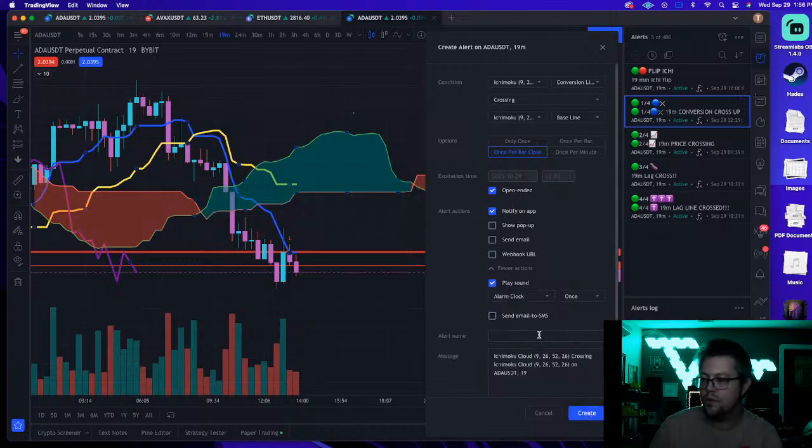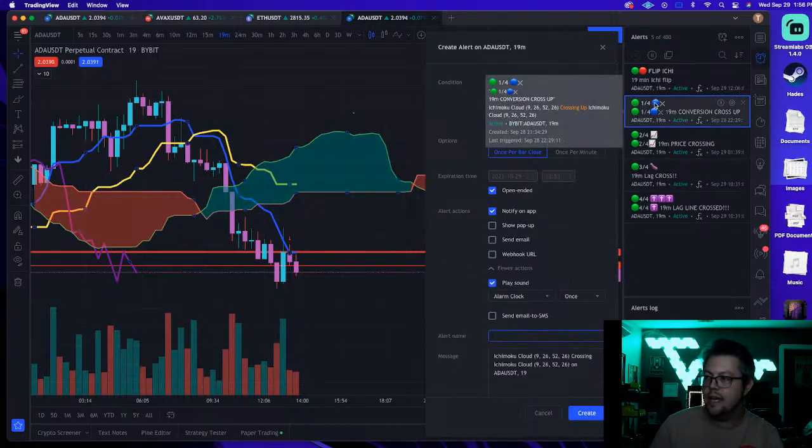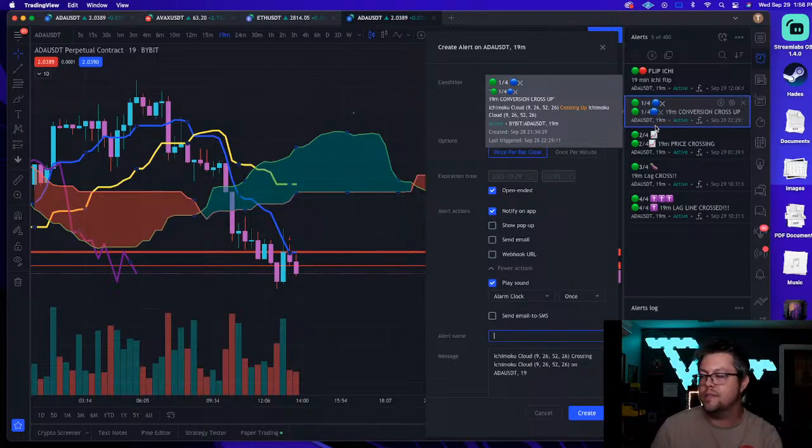Okay, and then name it. You can see that I try to name it something that when it pops up, I can quickly see what it is, instead of having to be like, hey, what, the conversion again? So when this happens, I see blue, and I see that that's one of 4 of my indicators. That's the way I see it.